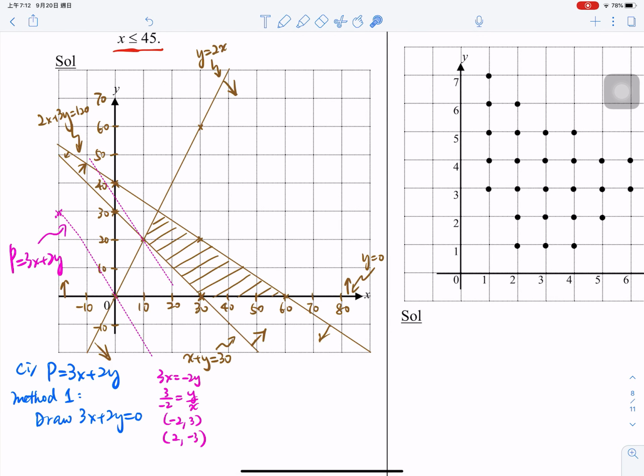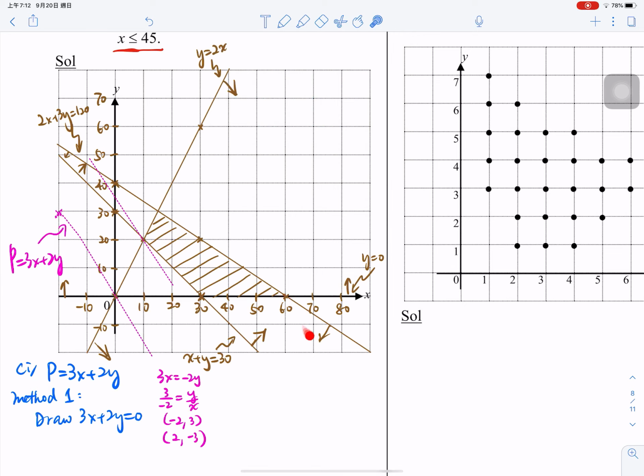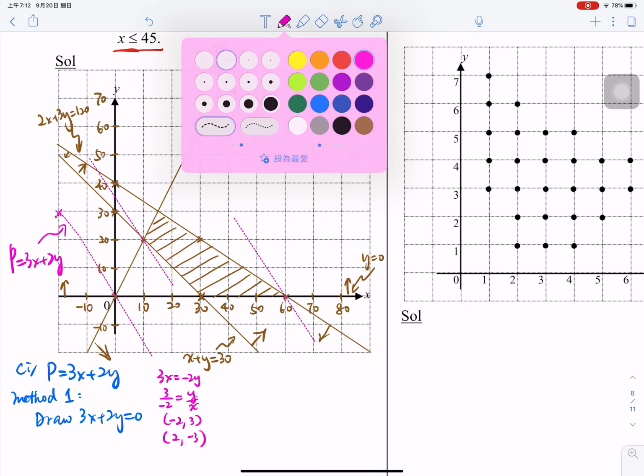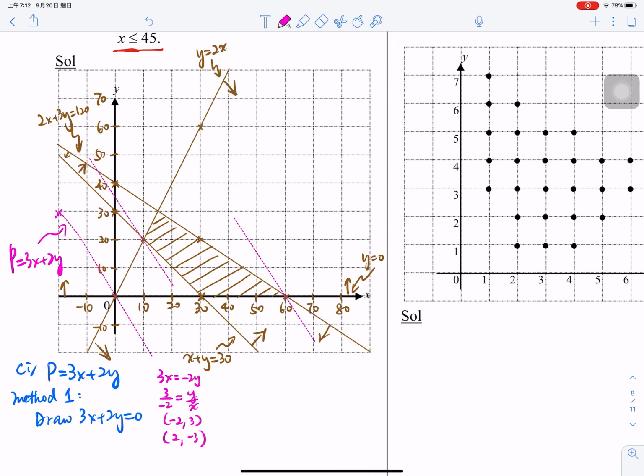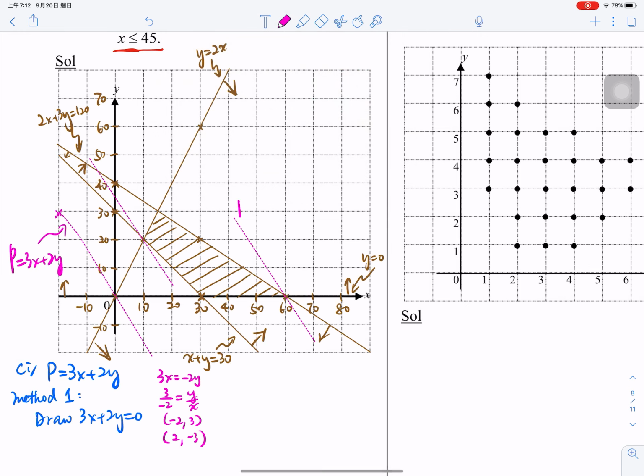Then where is the last point? Do you know? Yeah, you found that about this point, right? So draw this line. Use the solid line, not the dotted line. This one is P, this one, okay?